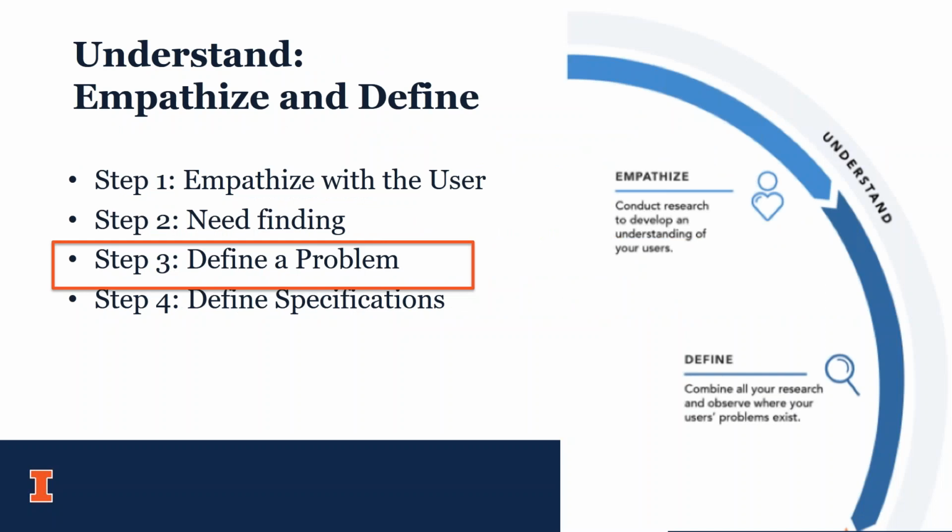Okay, so I know my user, I know what they really need. Now, how do I start getting organized? I think it can get very overwhelming, right? I'm going to go back to the museum exhibit example. You say, I want to create a museum exhibit for children.